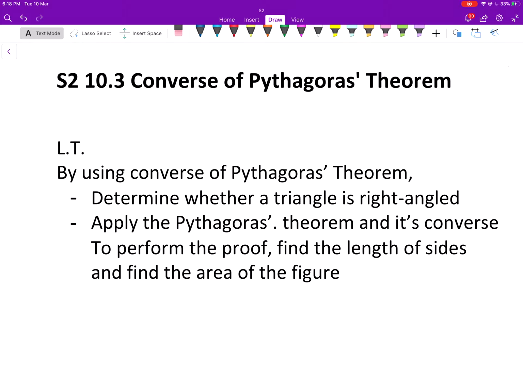Okay, the learning target is: by using the converse of Pythagoras Theorem, we will be able to determine whether it is a right angle triangle, and apply the Pythagoras theorem and also its converse to perform proofs, to find the length and also find the area of the figure. Okay, please write down on your class workbook.